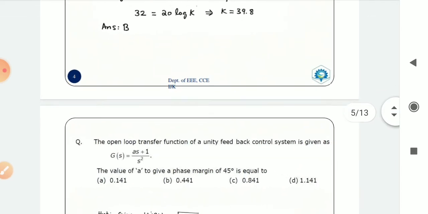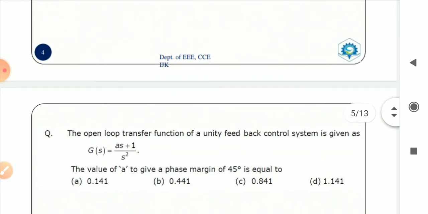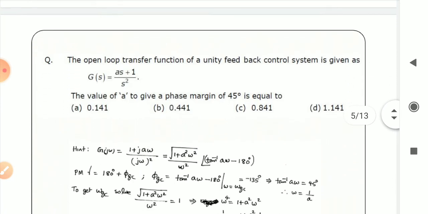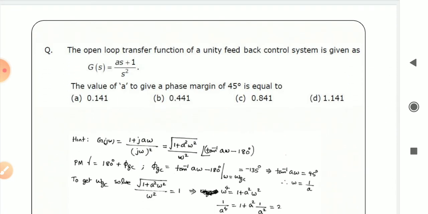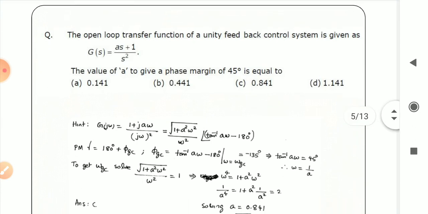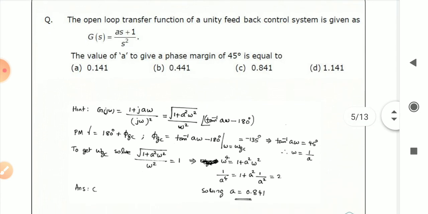Now coming to the next question, the open loop transfer function of a unity feedback control system is given. It is G(s) equal to (a s plus 1) divided by s square. Now we need to find the value of a such that the phase margin is 45 degrees. When we have problems on phase margin or gain margin like that, we need to refresh the expressions of those frequency domain specifications.